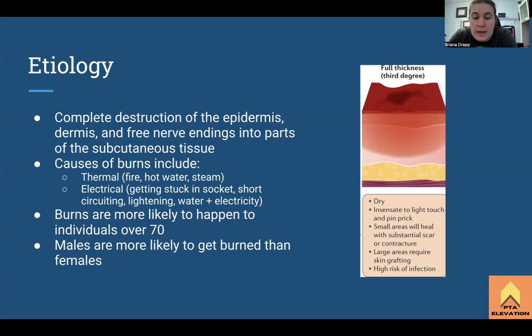Males are also more likely to get burned than females. Why is this? This is not to be rude. This is not to be aggressive. This is to help you remember things. Teenage boys do stupid shit.